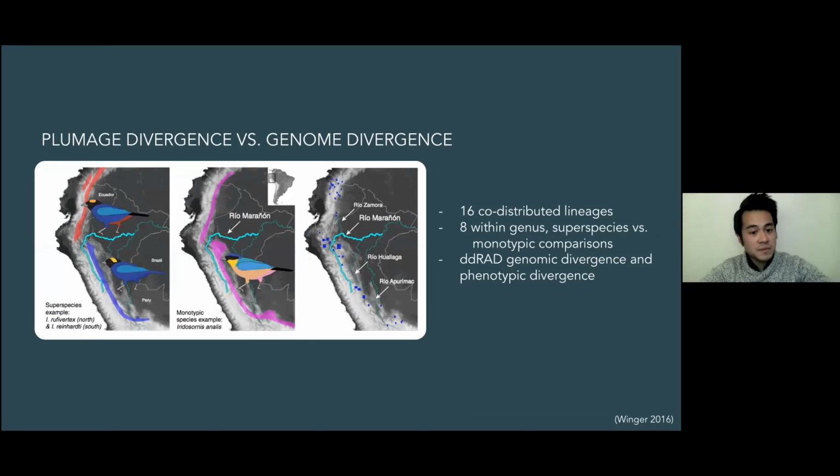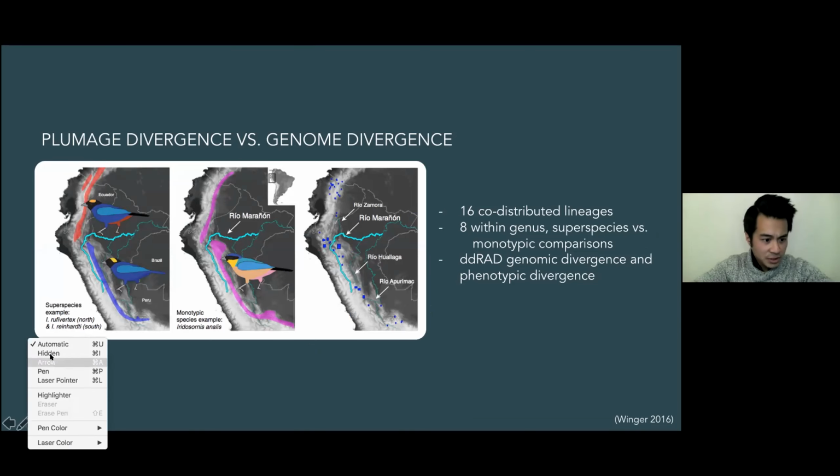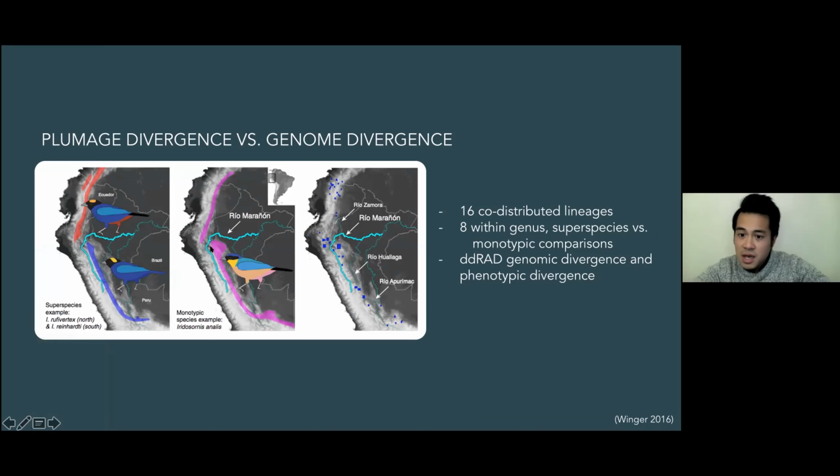So what Benjamin did is compare these 16 co-distributed lineages. You would see some of the sampling here on the figure. I'll just use the arrow, hopefully you guys see that. And compare within 8 different genera how the superspecies and the monotypic comparisons work.